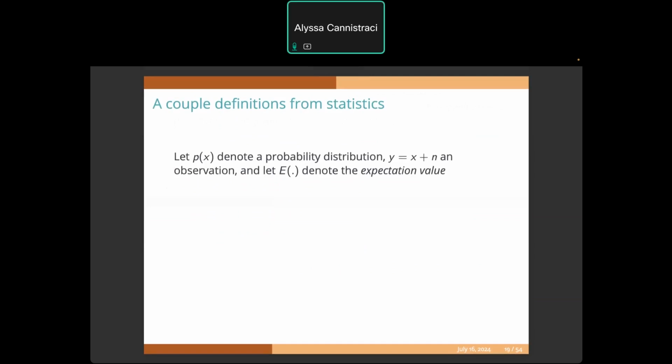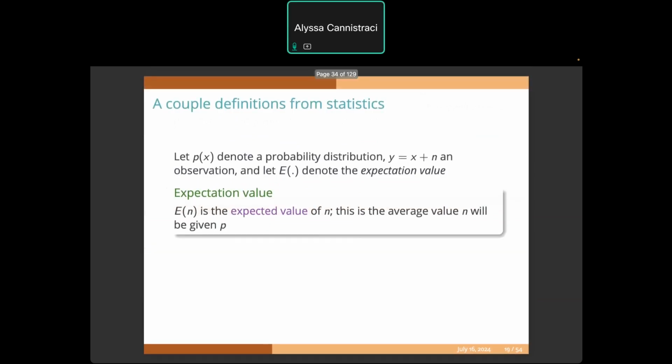We're going to let P denote a probability distribution, and we'll say Y is an observation of some quantity X, and it has its associated noise or uncertainty N. That'll be our observation, and we're going to let this capital E denote the expectation value. This is some functional. So the expectation value is just the expected value of a random variable N. Given a random variable, the expectation value tells you what N will be on average, given your probability distribution.